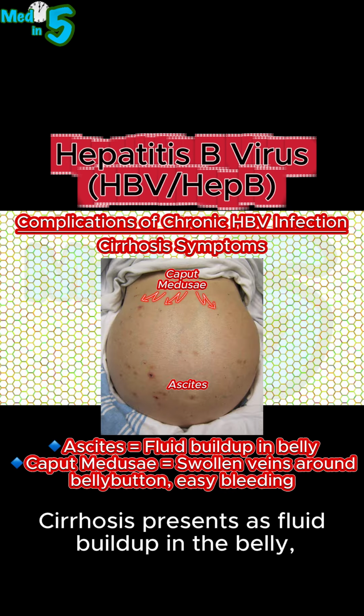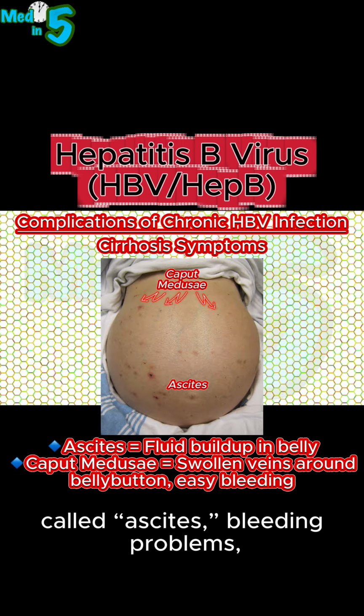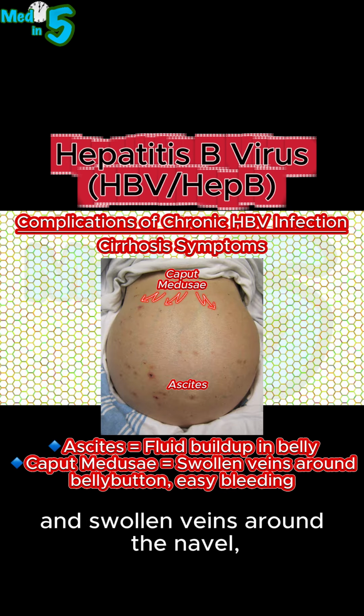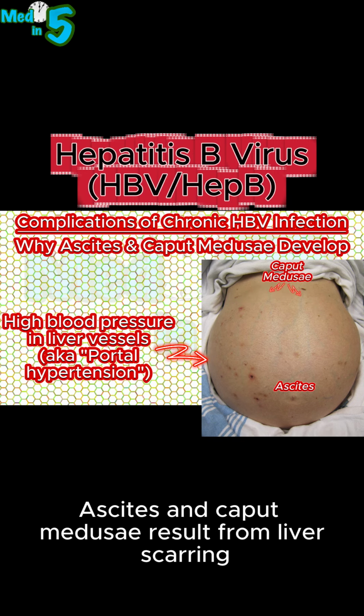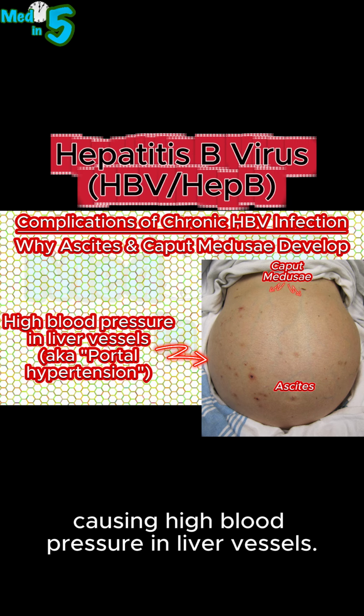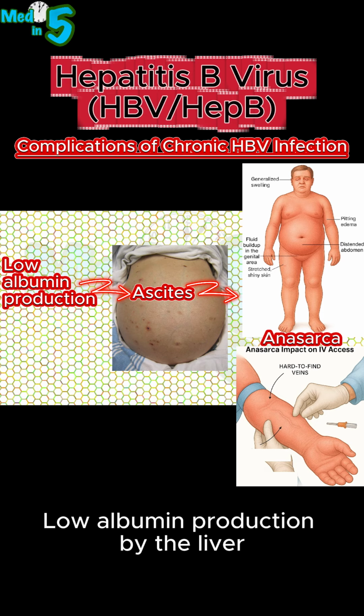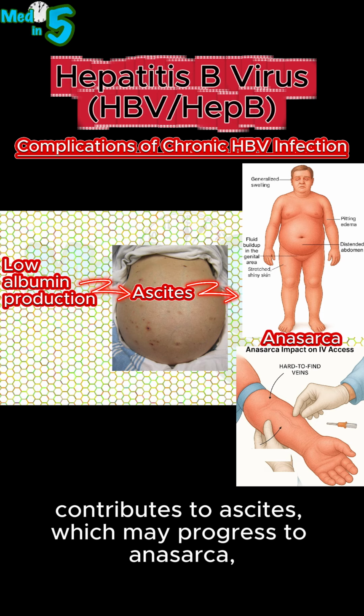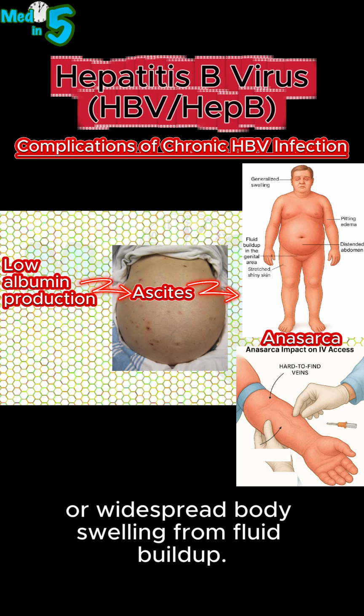Cirrhosis presents as fluid buildup in the belly, called ascites, bleeding problems, and swollen veins around the navel, called caput medusae. Ascites and caput medusae result from liver scarring, causing high blood pressure in liver vessels. Low albumin production by the liver contributes to ascites, which may progress to anasarca, or widespread body swelling from fluid buildup.